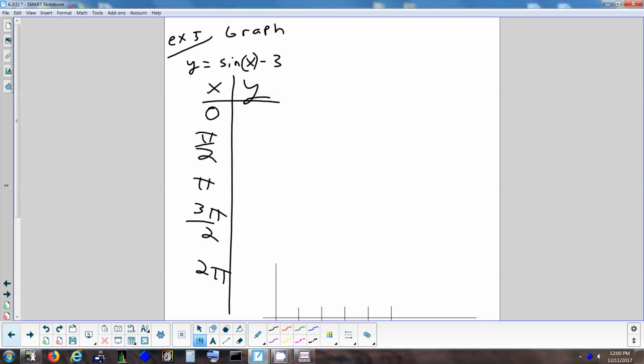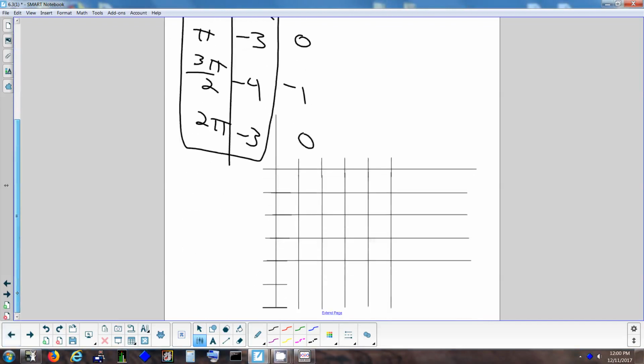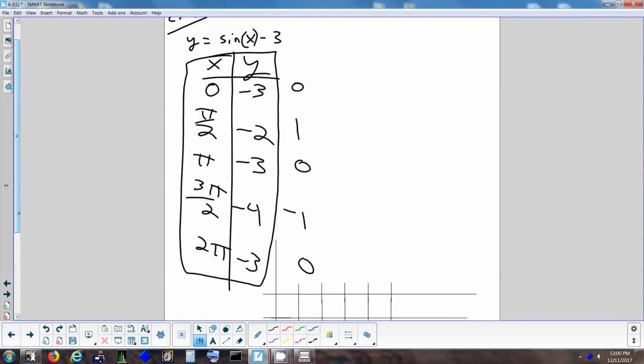Subtract 3. So we start at 0, 1, 0, -1, 0. What do you get if you subtract 3 from all of them? -3, -2, -3, -4, -3. That's it. There's your table. And now you just graph it. Okay? So those are the 2 shifts. Somebody asked before about a connection with sound on this one. There isn't one.